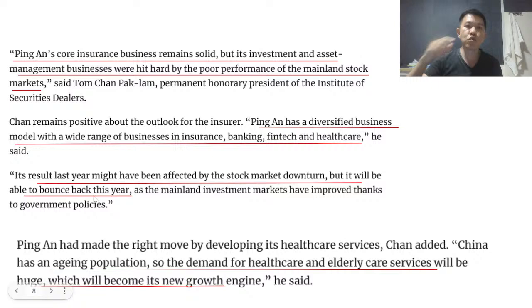So Ping An, one of their growth engines now, their new growth engine, will be the aging population. Because the demographics is shifting already. More and more people are entering their 50s and 60s. Then the young population, they are not giving birth. So there's high demand for healthcare and elderly care services. Because when you're old, you want to buy some insurance in case, well, you get a heart attack or stroke, then you are protected. So that's why insurance is still a very strong growth engine.